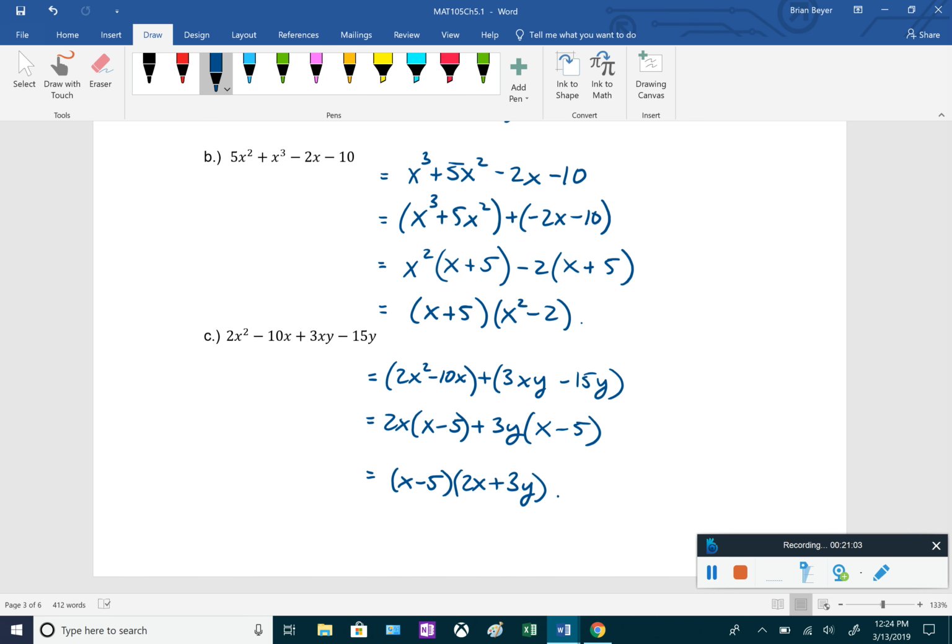Okay, so that's it for section 5.1. That's factoring using the greatest common factor and also factoring by grouping.